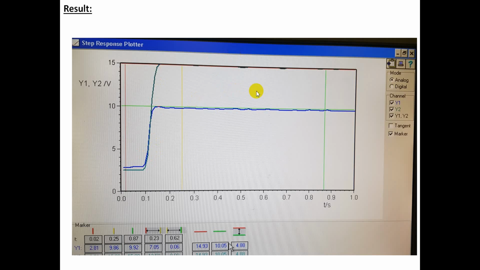Secondly, to calculate the value of Kp, we will move the cursors to the output and to the input. At the input we have the green cursor, and for the output we have the red horizontal cursor, and you can see the output value is 14.93. The input is almost 10 here. So if you divide the output by the input, we get the value of Kp.